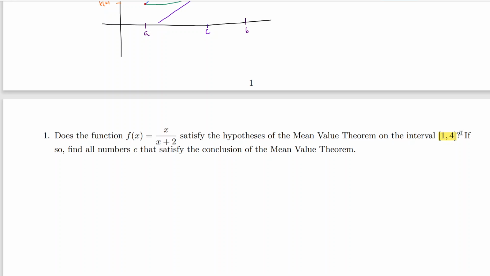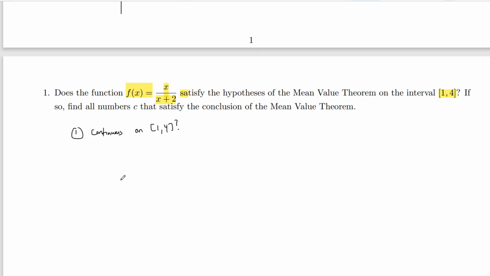You absolutely have to be given an interval when you talk about the mean value theorem or Rolle's theorem. And it's asking, does this function satisfy the two hypotheses? Well, since we have an actual function, we have to check: is it continuous on the interval 1 to 4? And also, is it differentiable on the open interval 1 to 4? And this can play a big role when you have the open interval compared to the closed interval. It might not matter in this problem.